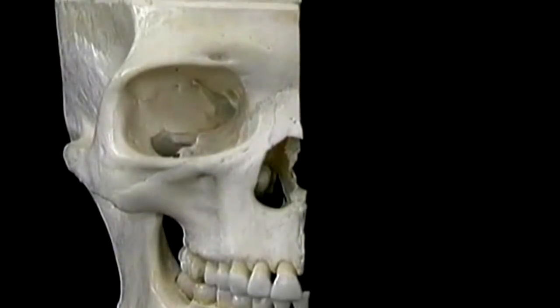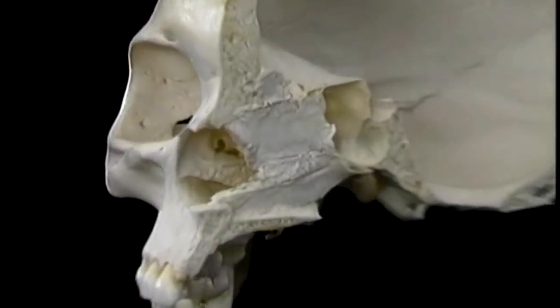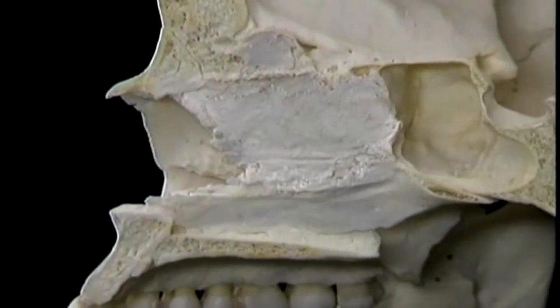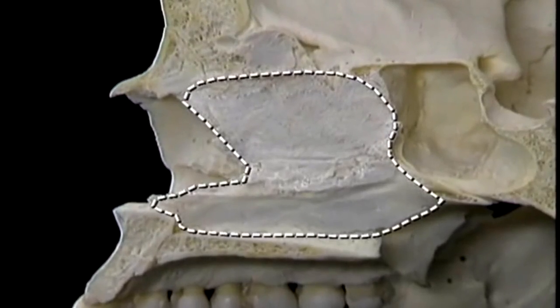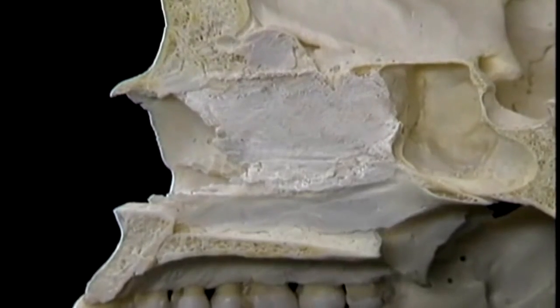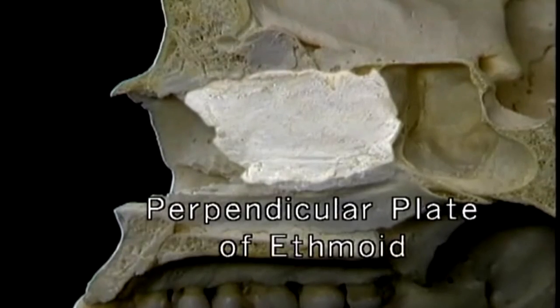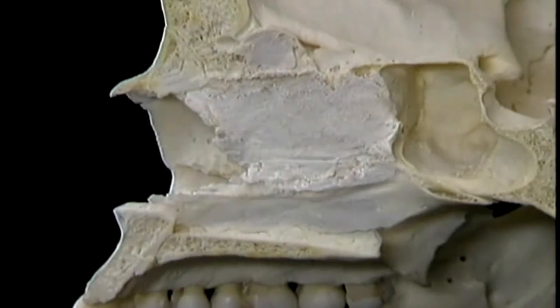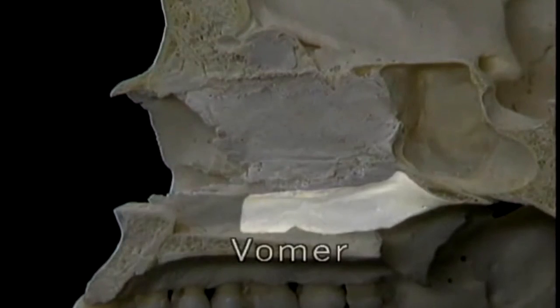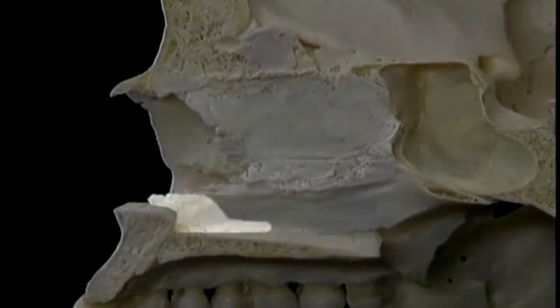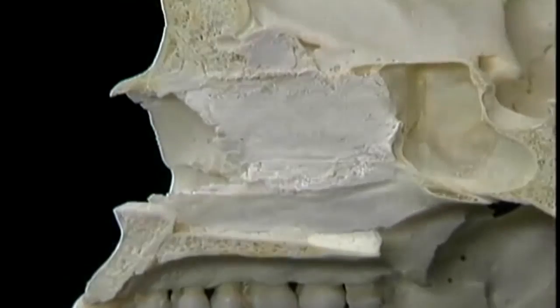To see more of the septum and the nasal cavity, we'll look at it in a skull that's been divided just to the left of the midline. Here's the bony part of the nasal septum. It's formed by this part of the ethmoid bone, the perpendicular plate, and by this small bone that we haven't encountered up till now, the vomer. The lowest part of the septum is formed by the maxilla and by the palatine bone.